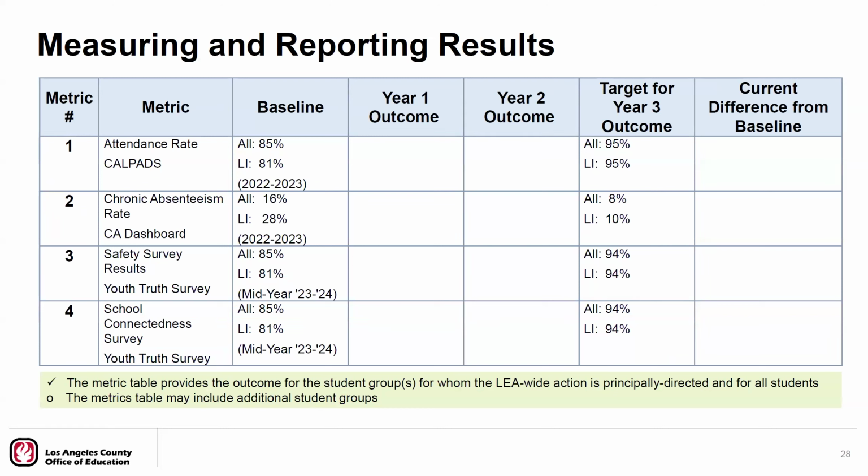Here we have the four actions that we referred to in the increase and improve services section, but now we see them in the measuring and reporting results table. As you can see, each metric is numbered. It gives a source: CalPADS, the dashboard, the truth survey. It gives a baseline with the year or the time period it was collected, and it also gives a target for year three outcome. It's important to note here that because our LEA-wide action was principally directed for our low-income students, our data has to be disaggregated to show our low-income students compared to the all group. And of course, this table may also include additional student groups.